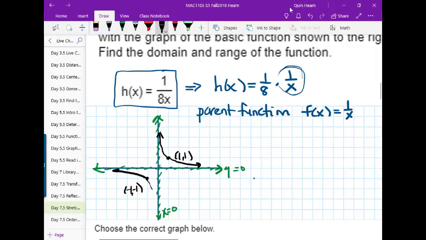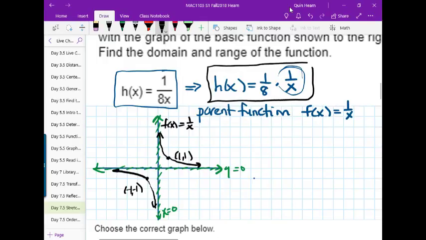Okay. So here's the graph of our parent function. Now, how is this function, which I'm going to label f of x equals 1 over x, how is this different from h of x equals 1/8 times 1 over x? So the 1/8 being out front here tells us that we have a vertical change because it's outside the fraction, outside the function.